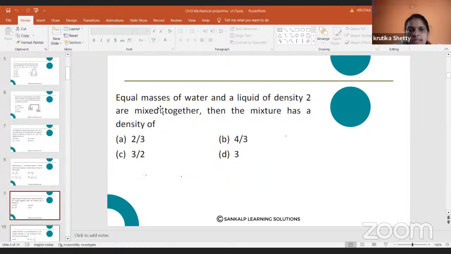Okay, the next question is: equal masses of water and a liquid of density 2 are mixed together. Then the mixture has a density of.